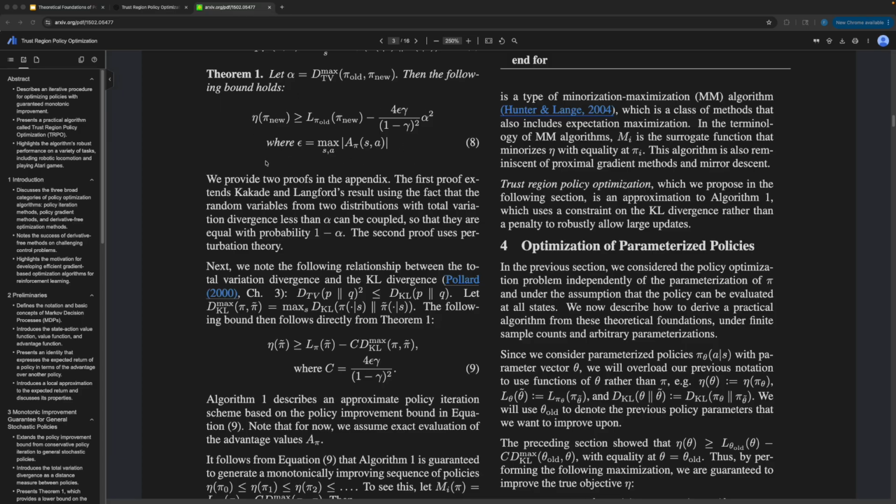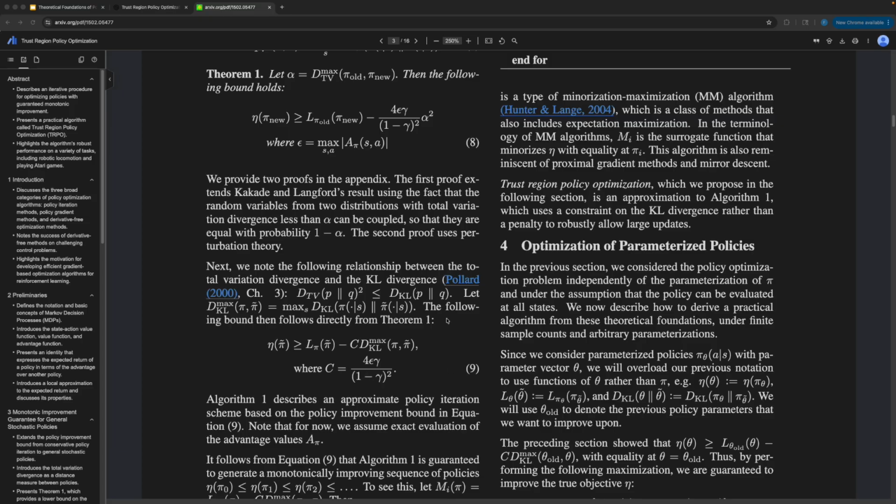From this bound, we can reach a newer update of that bound in terms of the KL divergence, that L from pi to pi tilde, minus C times the maximum KL divergence across states between pi and pi tilde, is a lower bound on eta of pi tilde, where C is 4 epsilon gamma upon 1 minus gamma squared.